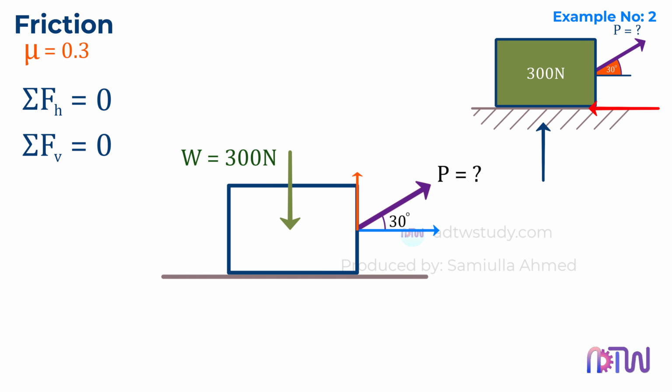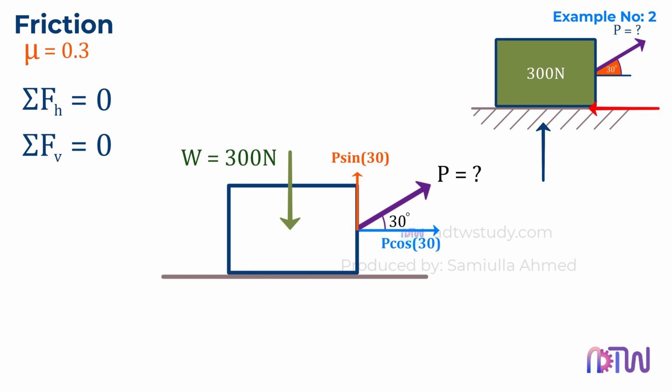Let's resolve this force P since the angle made by force P is with the horizontal. The force acting in the horizontal direction is given as P cosine 30 degrees. The vertical component is given as P sine 30 degrees. Now, we have all the forces acting in vertical and horizontal directions only. With this, we can proceed to calculate the force.